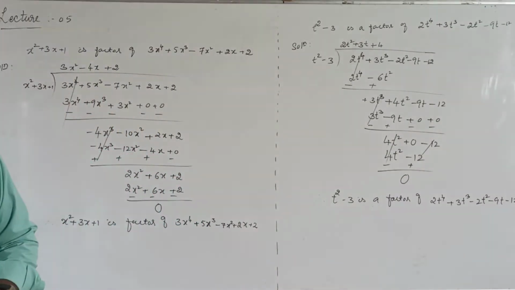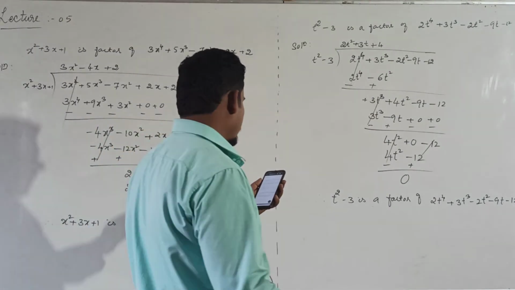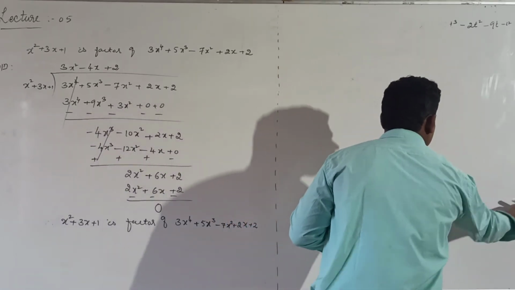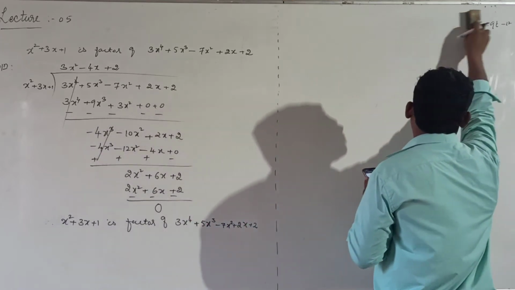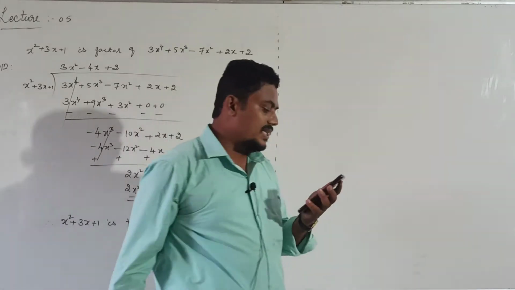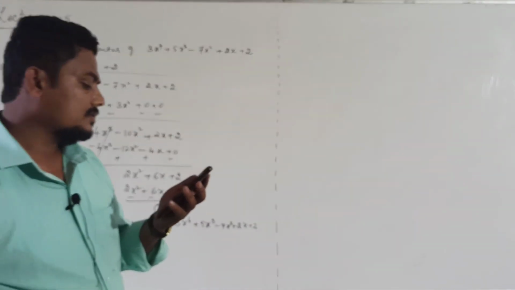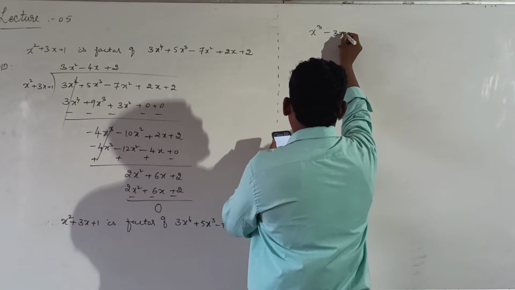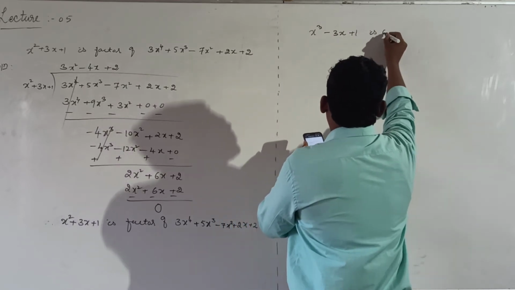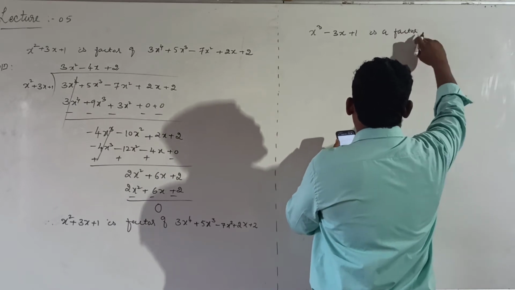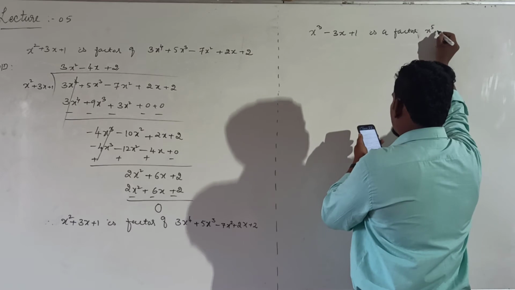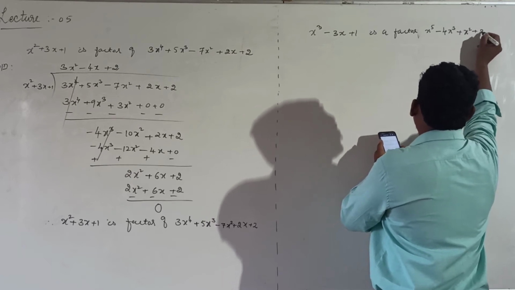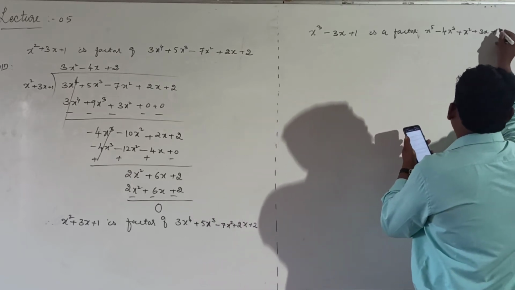Next problem. Check whether the polynomial x cube minus 3x plus 1 is a factor of x power 5 minus 4x cube plus x square plus 3x plus 1.